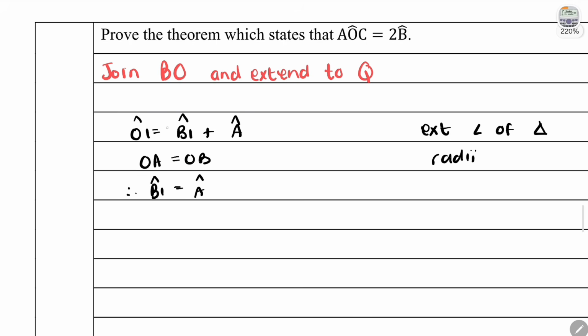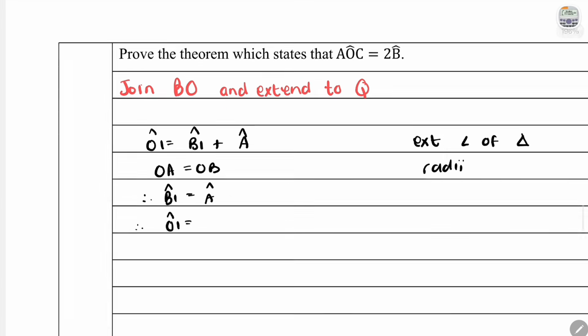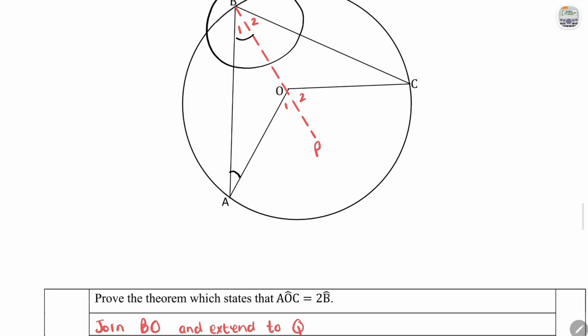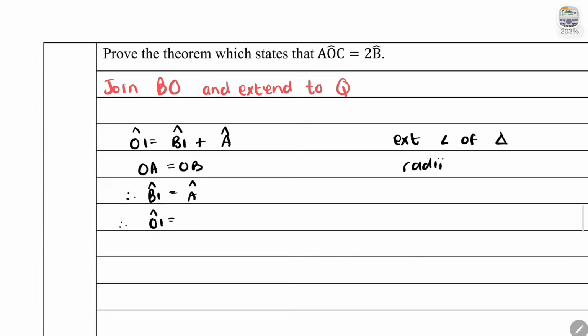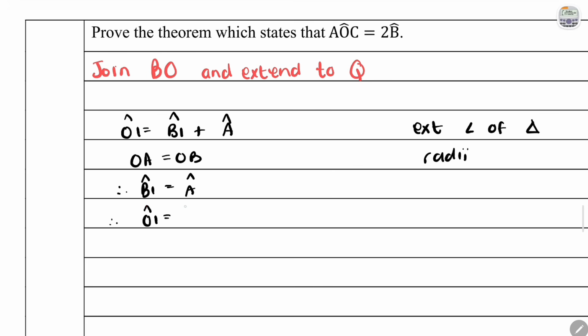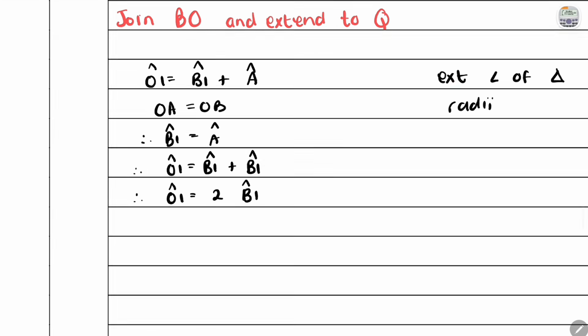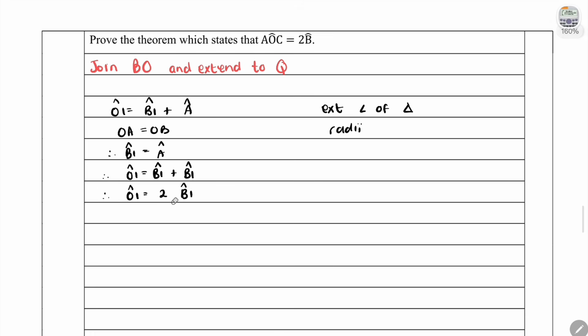And so we can now update this equation. So this will conclude that angle O1 is equal to, and we're going to just use one of these angles instead of saying angle B1 and angle A. You can keep the focus on angle B, okay? Since this is what we're trying to prove, that AOC equals angle B. So in place of angle A, I'm just going to say angle B1. So it's equal to angle B1 plus angle B1. And so angle O1 is equal to 2 angle B1. And that's what we have so far for this.